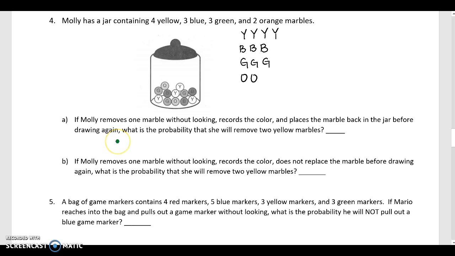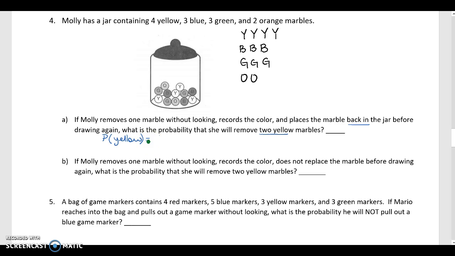Okay, so she wants to know the probability of getting 2 yellow marbles, and she places the marble back in the jar. So that's with replacement. So that means it's independent or dependent? Independent. Does our total change? No.